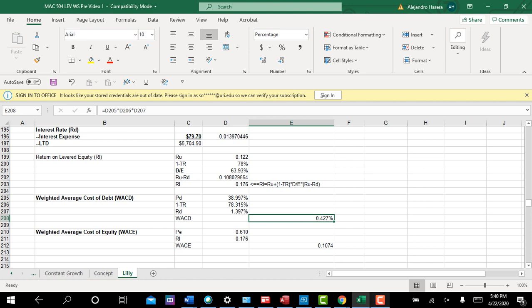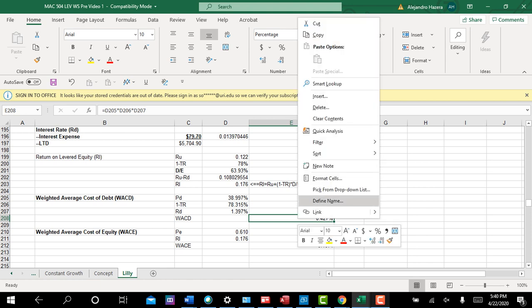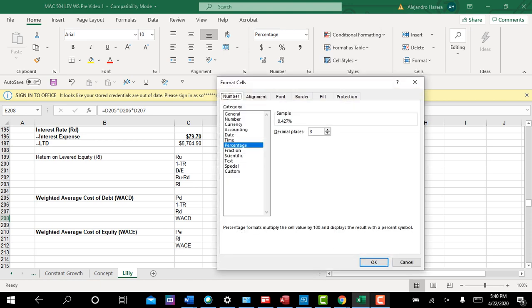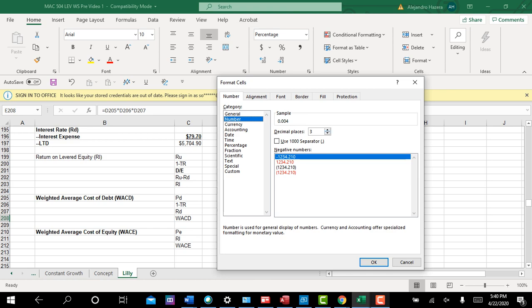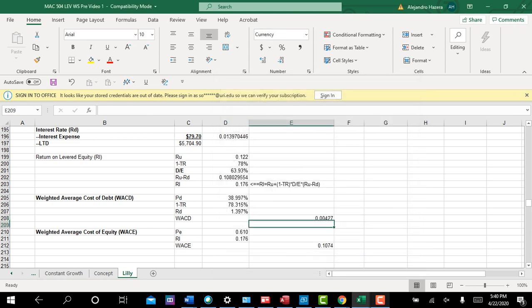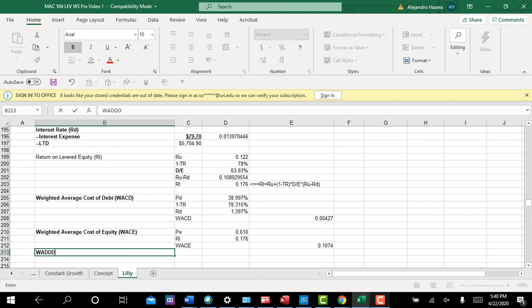Okay, and I'm going to reformat this as a number too, also, just to be clear. So I'm hardly paying anything on debt, and I'm paying close to 11% on equity. So maybe you might want to shift a little bit to get more of a tax benefit on the weighted average cost of debt. But anyway, the sum of these two is your weighted average cost of capital.